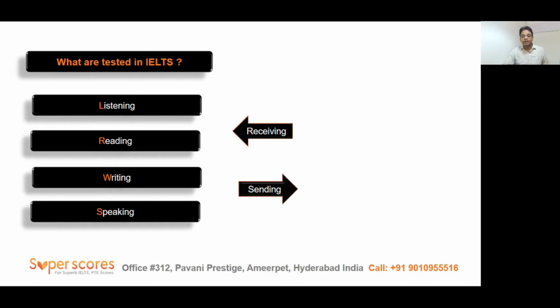And the other two types of skills are called productive skills. You produce the content, you produce the information. When you speak, you are producing the information. When you write, you produce the information. So two are receiving, incoming skills. Two are outgoing skills. In total, IELTS tests four communicative skills of yours. It is not only about you being good at speaking. If you are a proficient, good speaker, it does not mean that you will clear IELTS with a great score.